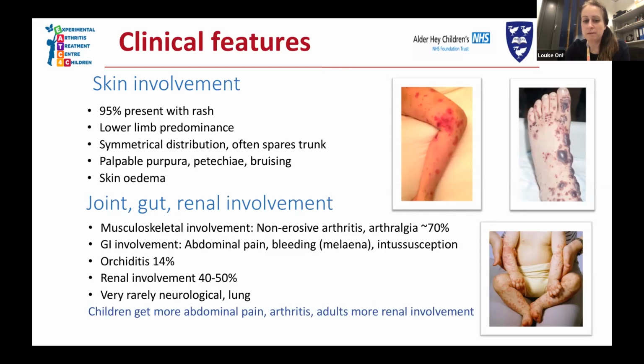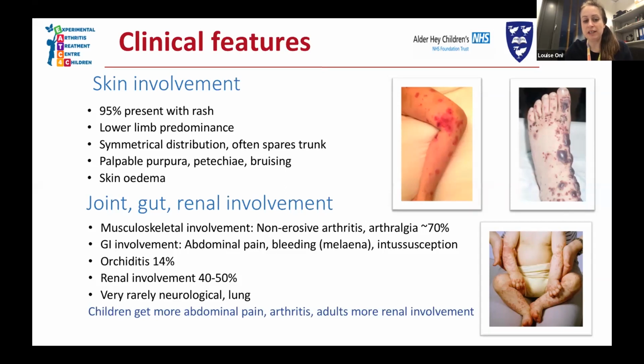With regards to GI involvement, this can extend from mild abdominal pain to more severe pain, including GI bleeding, which can be life-threatening, and intussusception. In the boys, you can get testicular inflammation, and renal inflammation is actually relatively common, with almost half of the children presenting having some renal involvement at some point of their disease. And it's extremely rare to get other organ involvement, such as neurological or lung involvement, although this is reported within the literature.